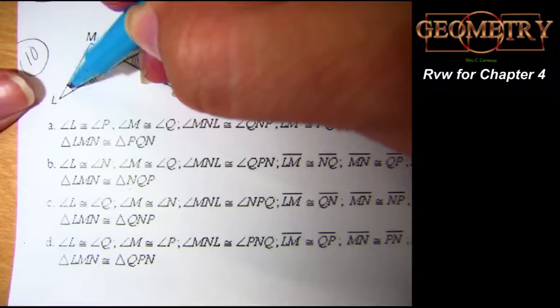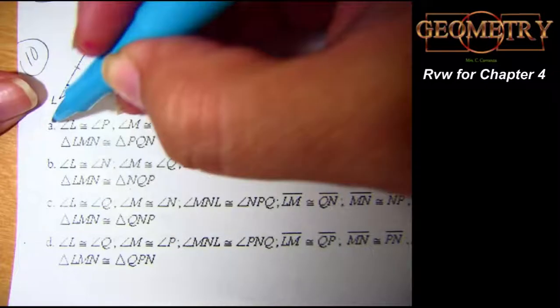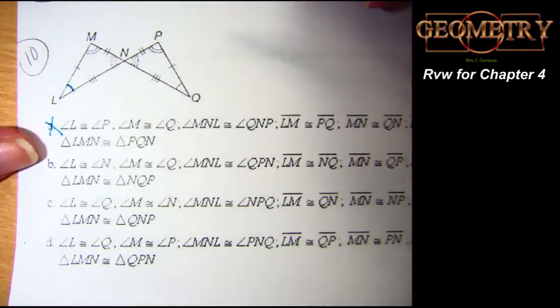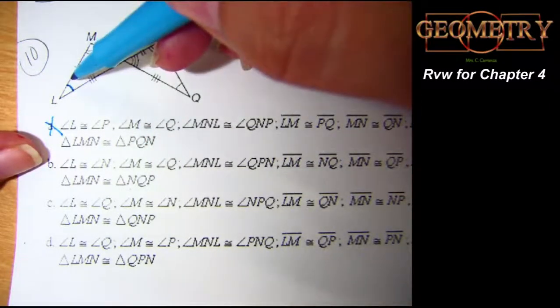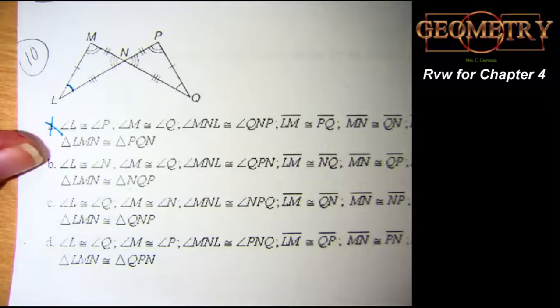Here's angle L with 1 marking. Here's angle P with 2. That's wrong. Looking at the next one. Here's angle L with 1 marking and angle N. No. First off, because angle N has 3 markings.